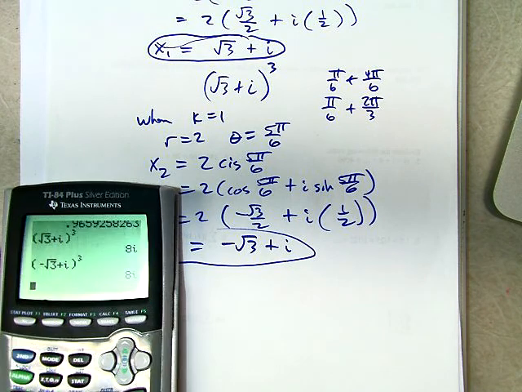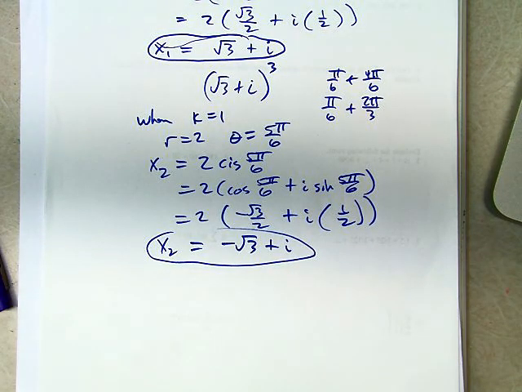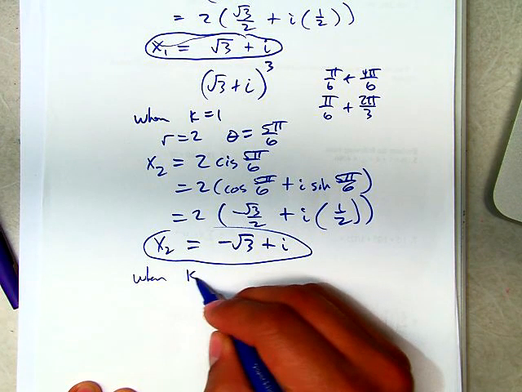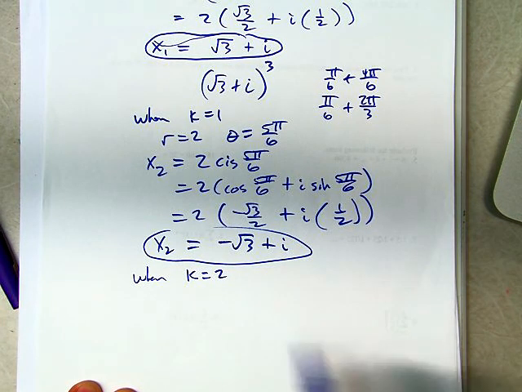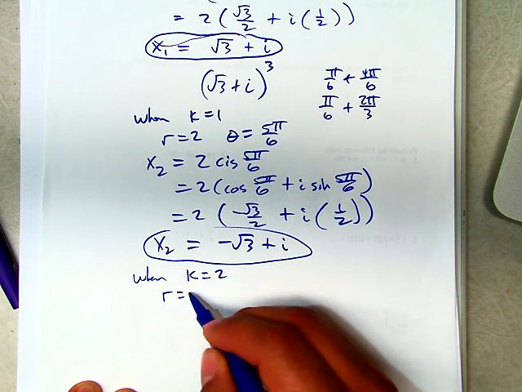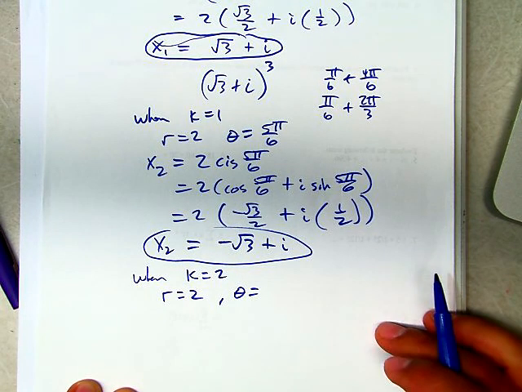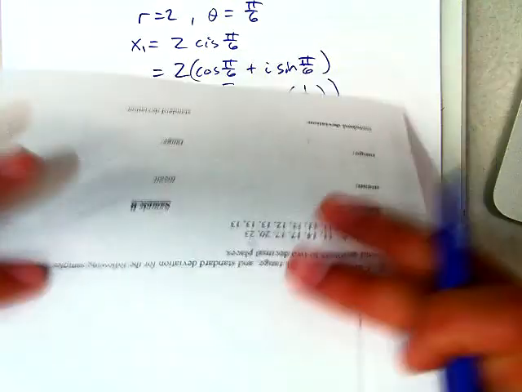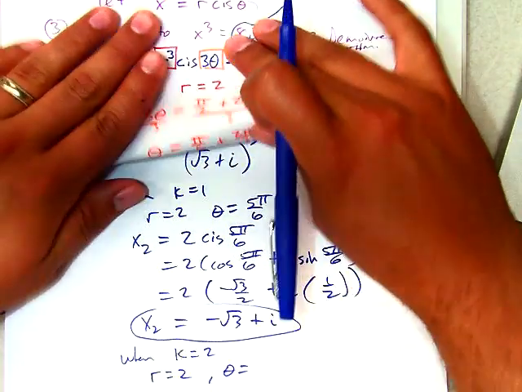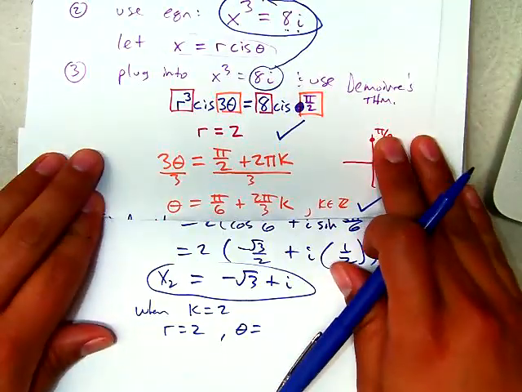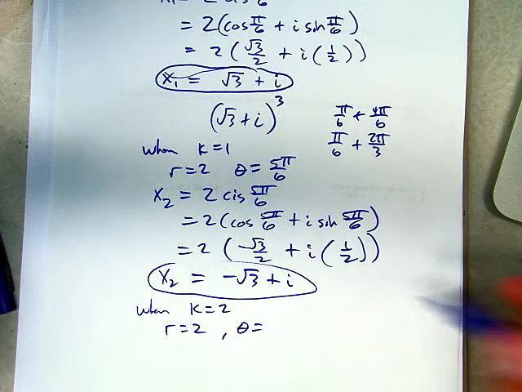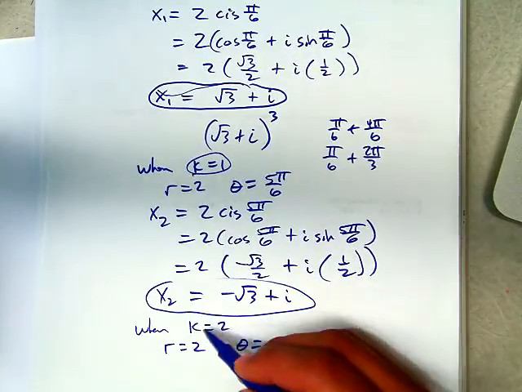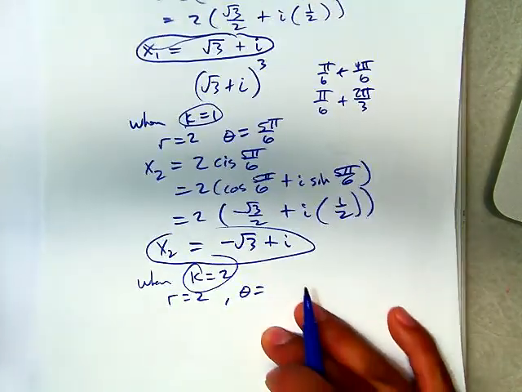Sure enough, okay, that one checks out. And we got one more to go. So now I'll do when k is 2. When k is 2, what's r? And what's theta? If you don't know, look at your theta equation back up here. I didn't plug in 2. I plugged in 1 for the last one. I plugged in 0, and then 1, and I'm going to stop with 2 because that'll give me my three different answers.